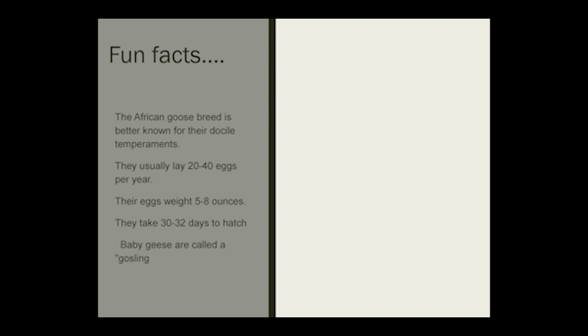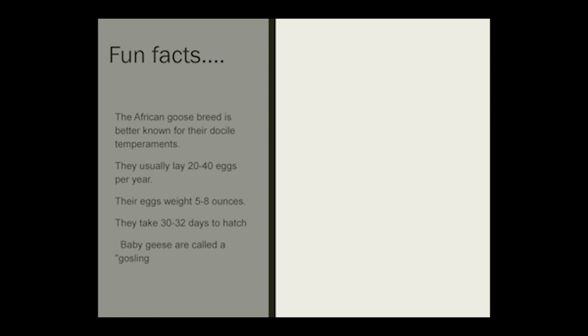They usually only lay 20 to 40 eggs per year. So that's a lot different from our chickens, right? After 6 months of age, they lay 1 egg every day. The eggs of our African goose weigh 5 to 8 ounces, and that's pretty heavy. It takes 30 to 32 days for our goslings to begin to hatch.